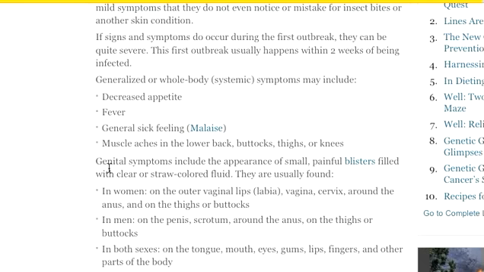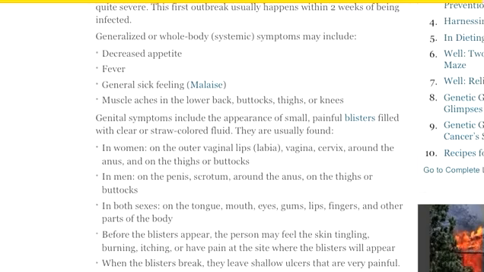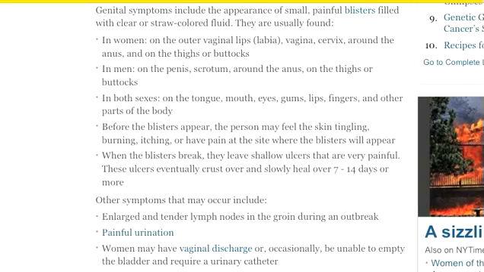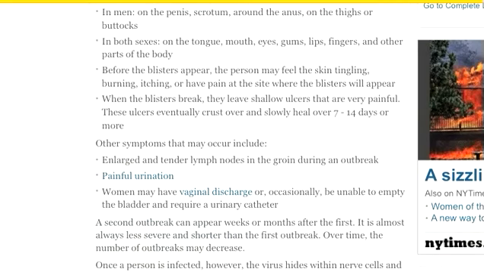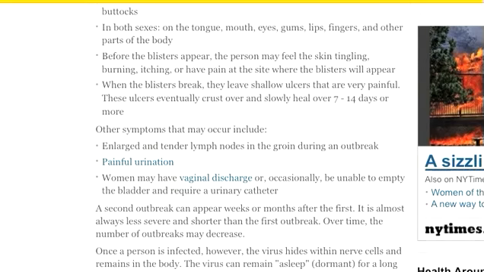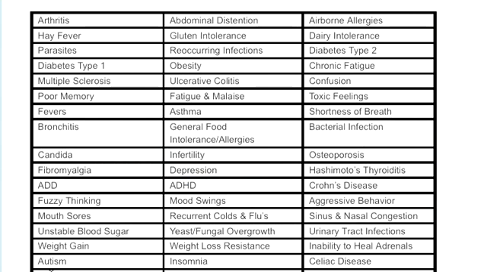Let's look over here again. Let's just go down. Genital symptoms include the appearance of small painful blisters filled with clear or straw-colored fluid. They're usually found in women. It talks about where they're found, these bumps, the outbreaks. But what I wanted to get to, again, in women, just be careful. A symptom of herpes here is vaginal discharge. And I just wanted to show you over here where you look at urinary tract infections.